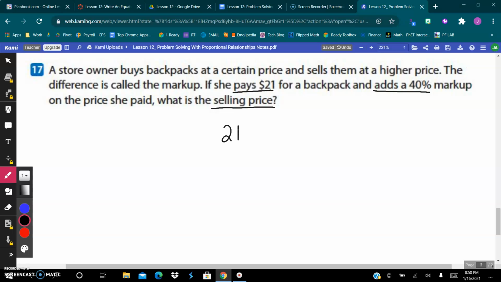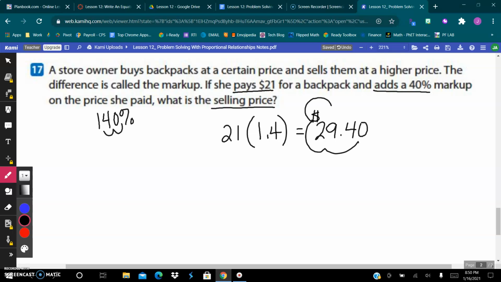So we have the 21, and she's adding 40%. So she's already paid 100%, and she's going to add 40%, so that's 140%. And we have to slide that decimal back, so we would have 1.40 or 1.4, and that would give us our final selling price, $29.40. Remember, when you're using a calculator, the calculator is going to give you 29.4. And since we're talking about money, we have to have that hundredths place. So you have to add that extra 0.